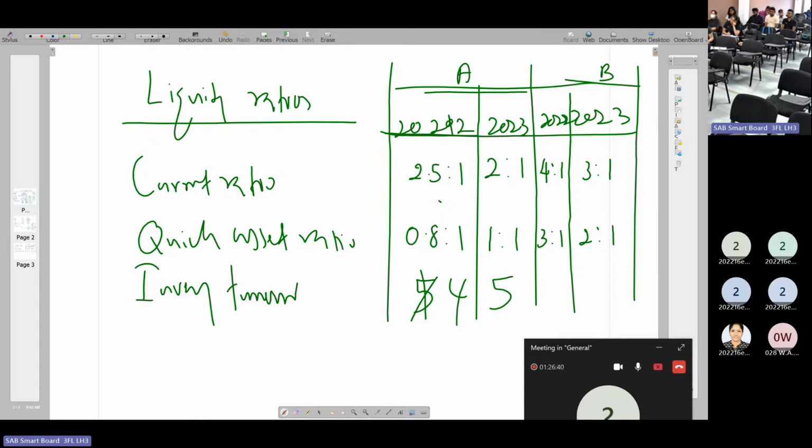Inventory turnover is what? How frequently inventories are moving from the business.